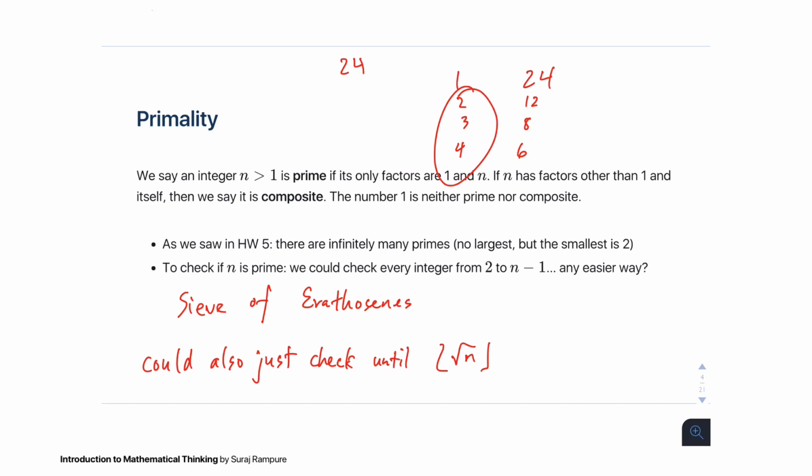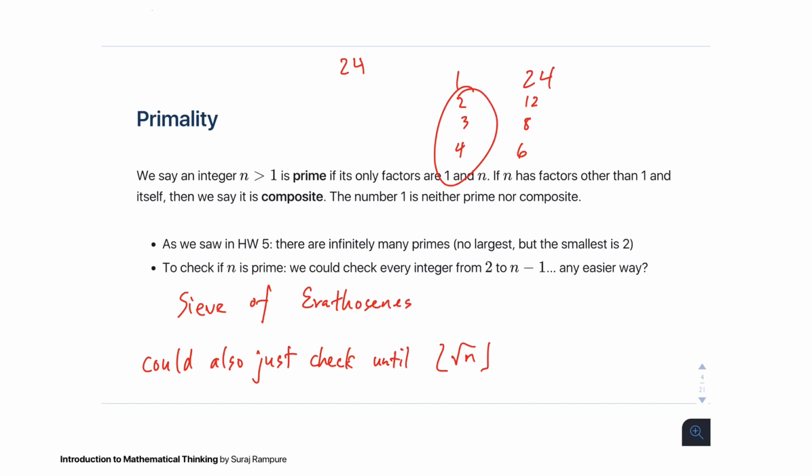Because for every factor that's less than the square root of a number, there's a factor that's greater than the square root of the number. Is that idea sort of clear? So all this is saying is you only need to check the first half of the factors. You only need to check up until the square root of the number.